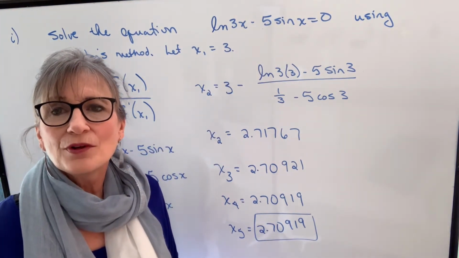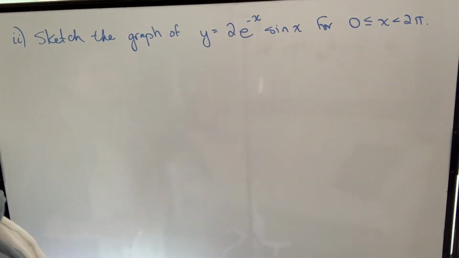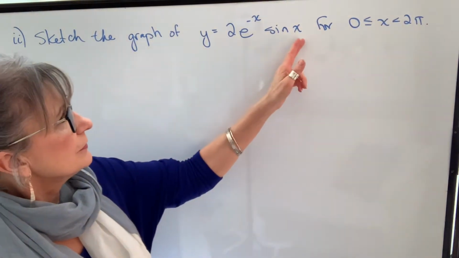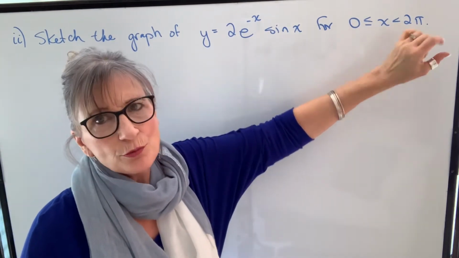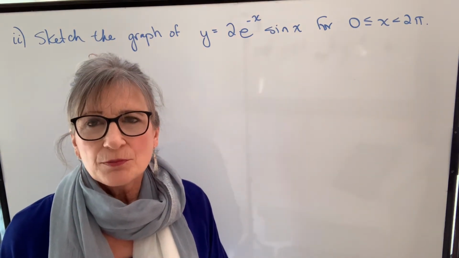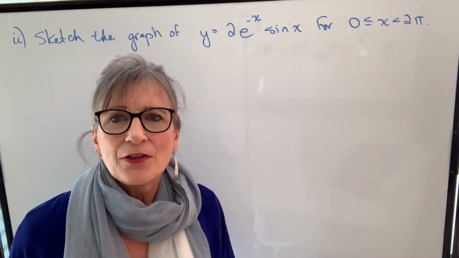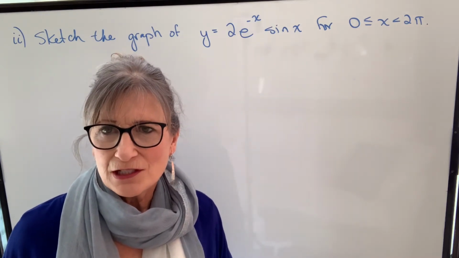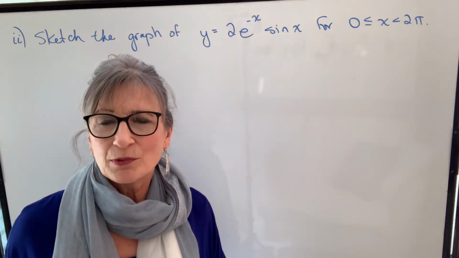Let's do an example of curve sketching. All right, we're asked to sketch the graph of this function, and we only want to graph it between 0 and 2 pi. When we're asked to sketch the graph of a function, typically what we do is we find any max-min points, and therefore we find where the function is increasing, decreasing, and we find any inflection points so we know where the function is concave up and concave down.